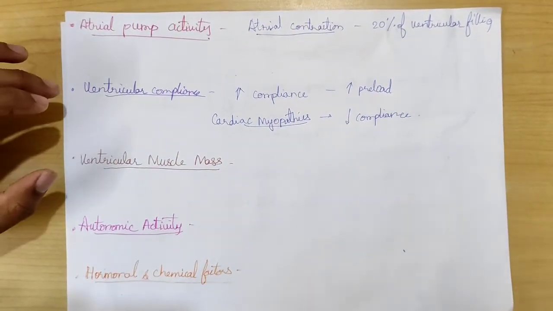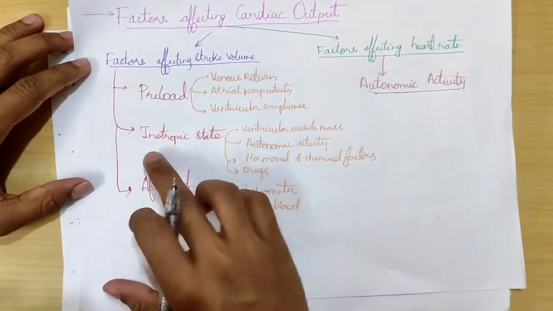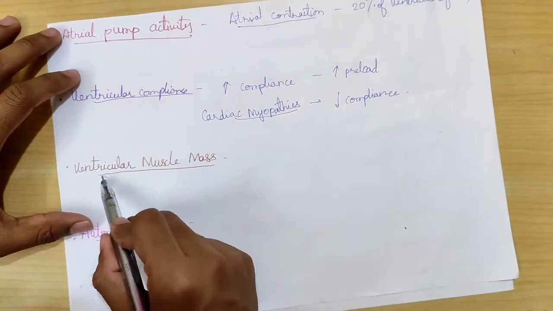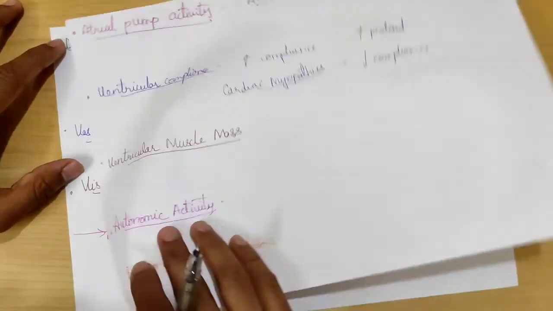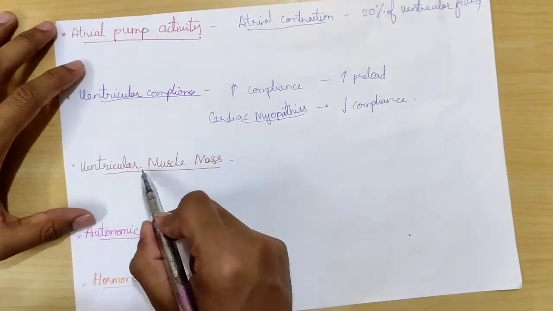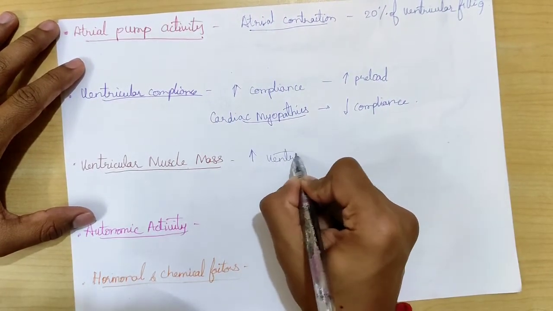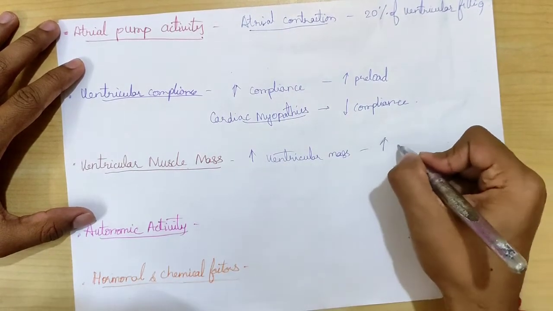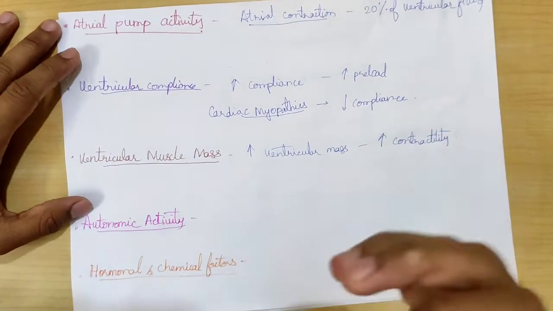So next we'll talk about the next factor, that is the myocardial factor, that is the inotropic state. In the inotropic state, or contractility of the heart, there are ventricular muscle mass, autonomic activity, hormonal and chemical factors, and drugs. So these are the factors which control the inotropic state. First, the ventricular muscle mass. When there is increased ventricular muscle mass, there will be increased contractility. This is obvious because when there is more muscle mass, there will be more contractility.